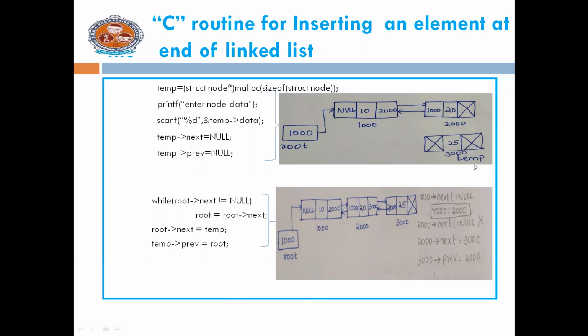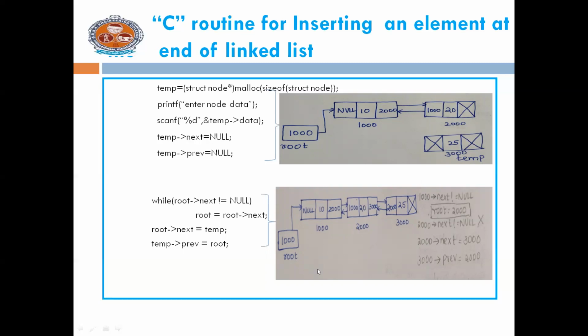I have taken a temporary variable, and I have assigned some memory by using the dynamic memory allocation function malloc. Using malloc, you can create memory dynamically. It is assigned the memory address 3000. And using printf and scanf, we have entered the data 25 and we have assigned temp next and temp previous as null.